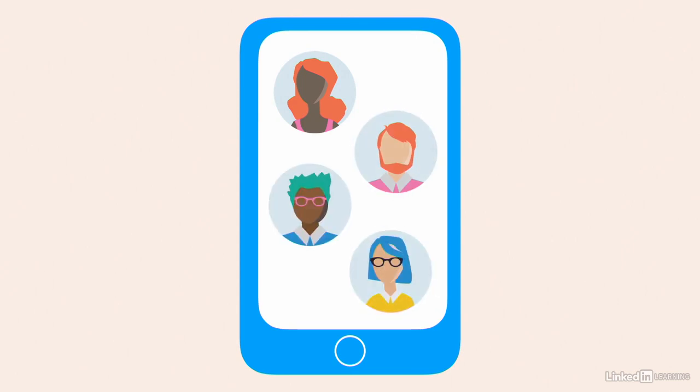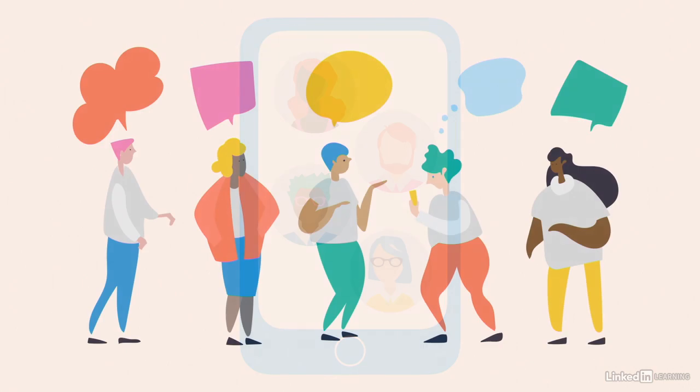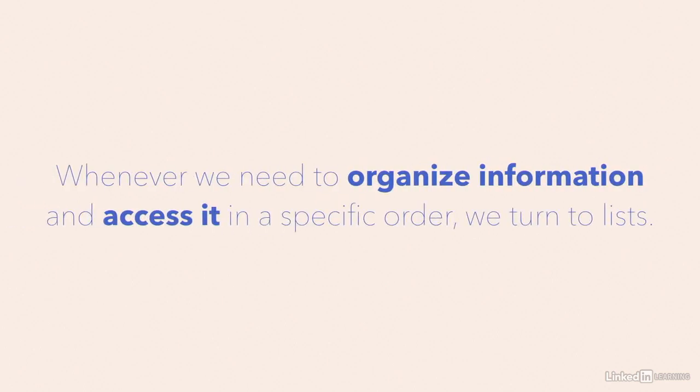For example, Instagram keeps a list of the people that are following you so that they can display it on your profile. Or think about your messaging app. You have a list of people that have sent you messages, as well as a list of messages that you have sent. Whenever we need to organize information and access it in a specific order, we turn to lists.